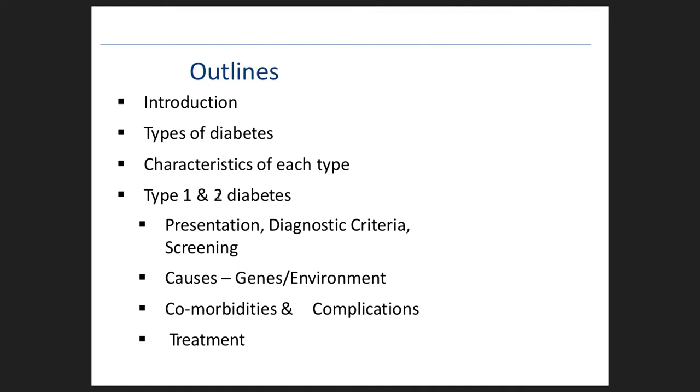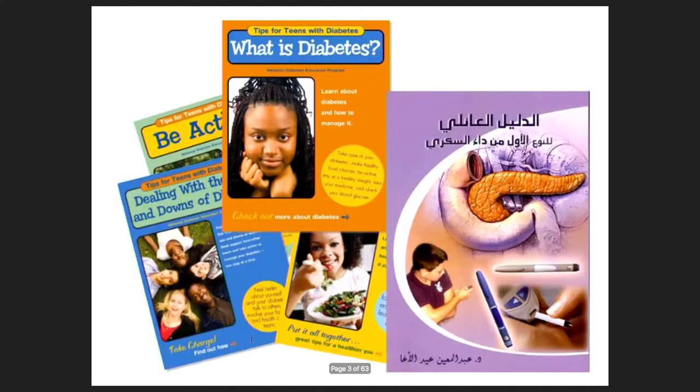We have to differentiate between type 1 and type 2 diabetes because they are the commonest types of diabetes. What are the presentation, diagnostic criteria, causes, comorbidities, and complications, and we end up with management of type 1 diabetes.